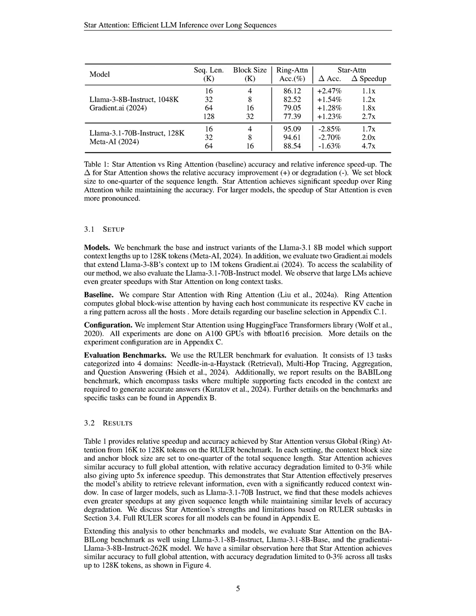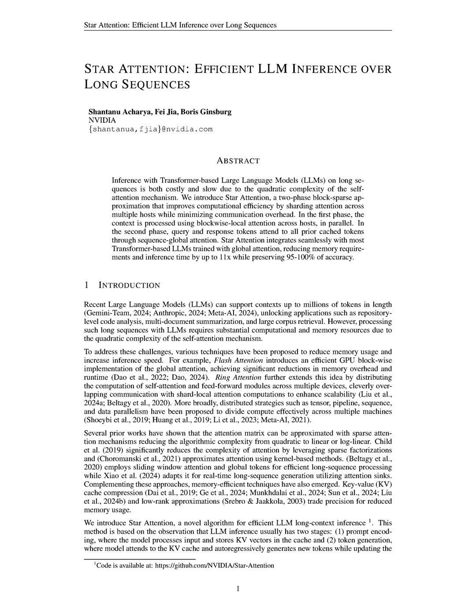In comparison to the baseline method, ring attention, star attention demonstrated similar accuracy to full global attention, with relative accuracy degradation limited to 0 to 3%, while providing up to 5x speedup at sequence lengths of 16K to 128K tokens. Furthermore, larger models like Llama 3.1 70B instruct experienced even greater speedups at any given sequence length, reinforcing the effectiveness of star attention in optimizing long context tasks. Overall, these results highlight star attention's capability to enhance computational efficiency without significantly compromising performance.